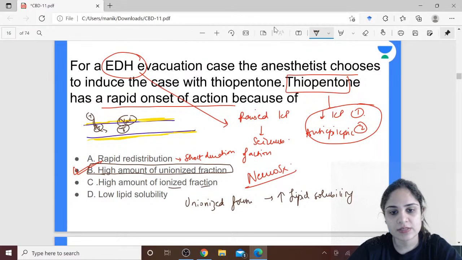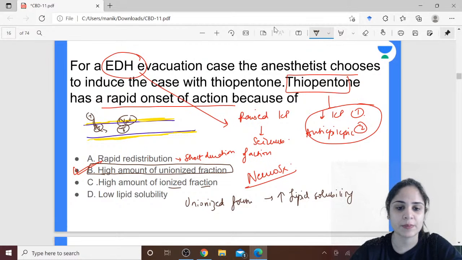Higher amount of ionized fraction will have lesser lipid solubility and it will take time to act. So the reason that thiopentone has rapid onset of action is because of a high amount of unionized fraction. Now what is the importance of rapid redistribution of thiopentone?